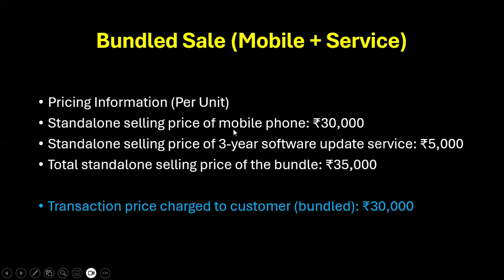The standalone selling price of mobile without service is 30,000. The standalone selling price of the software update services is 5,000. So total standalone will be 30 plus 5, 35. But the bundle sale, the transaction price charged to the customer is 30. So instead of 35, the customer will pay 30. But this 30 is partly for the mobile and partly for the software.